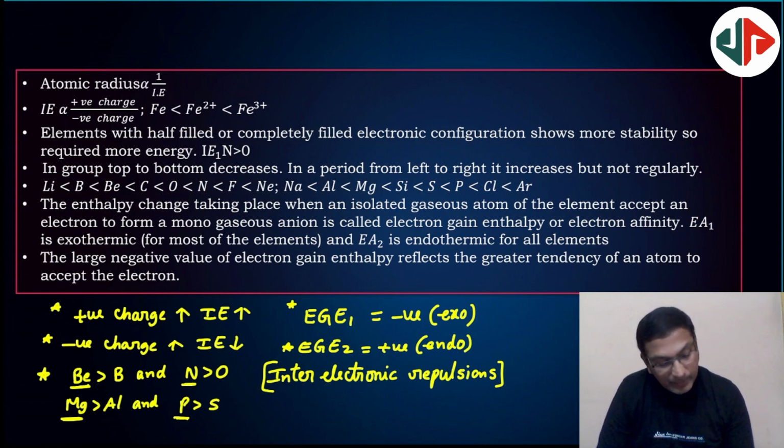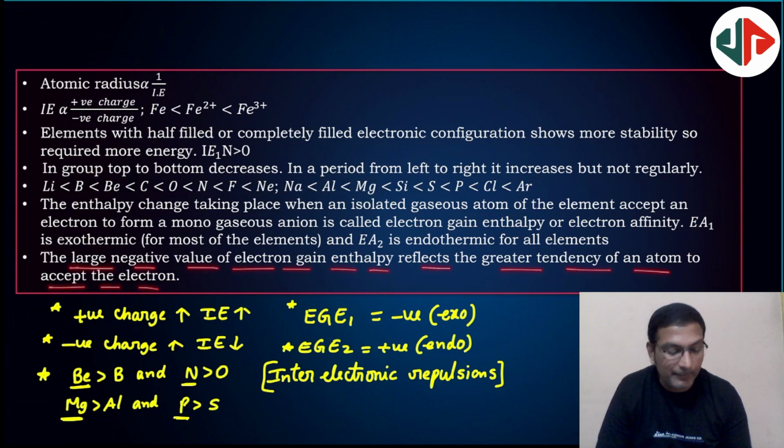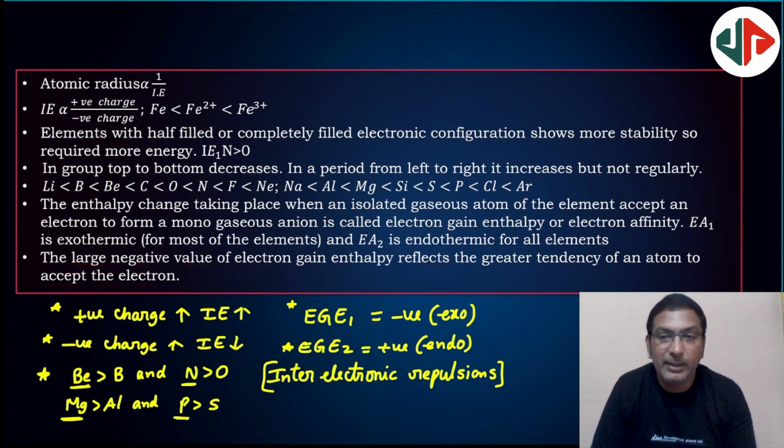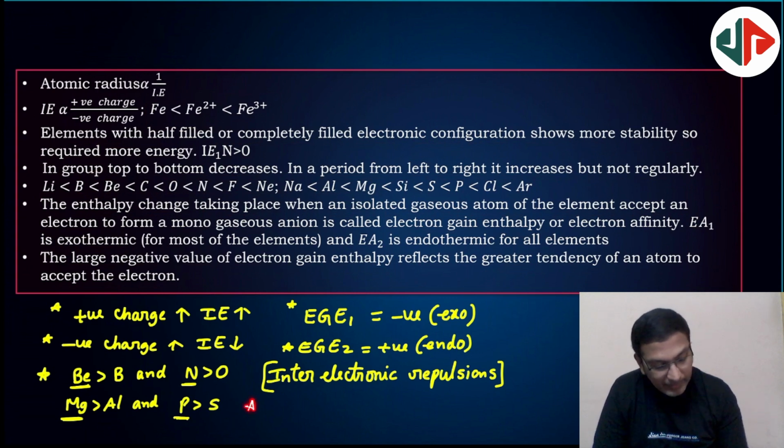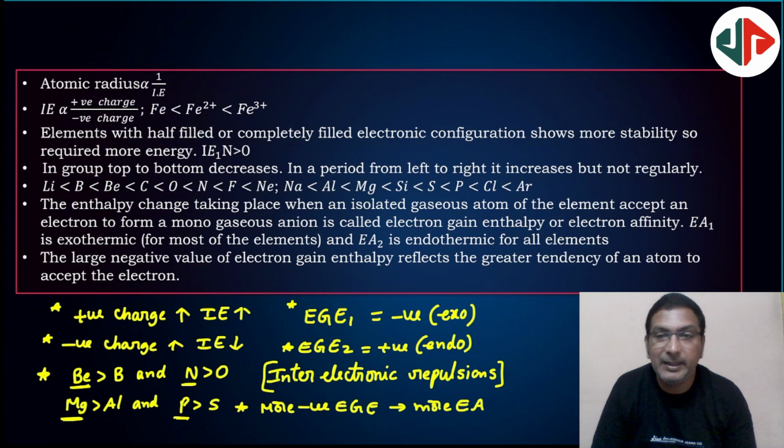Next, this point is very important. A large negative value of electron gain enthalpy reflects a greater tendency of an atom to accept an electron. So, the more negative the value, the more the acceptance of an extra electron. I will write the point here: more negative electron gain enthalpy means more electron affinity. That means that atom will take up an electron easily.